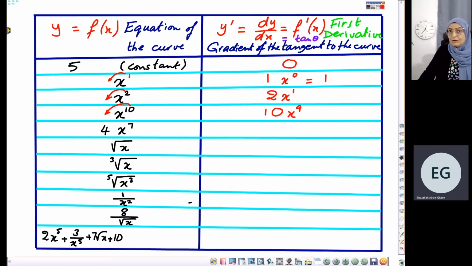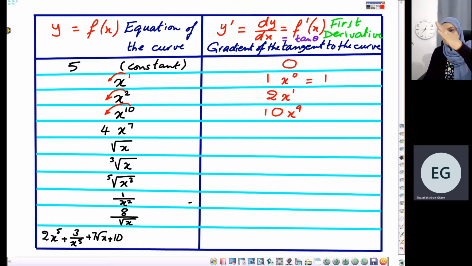First of all, we have to know about the titles. What's written on this side? This is y as a function of x, which is the equation of the curve. If you say that y equals 5, it's a horizontal line. If you say y equals x, it's a line that is inclined at 45 degrees.